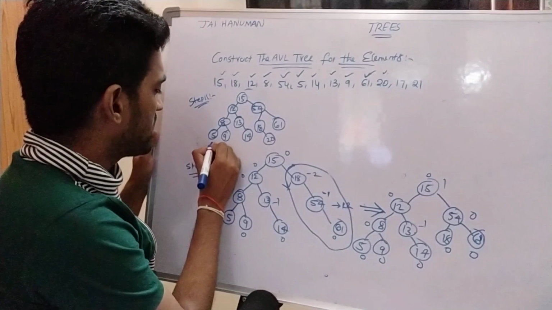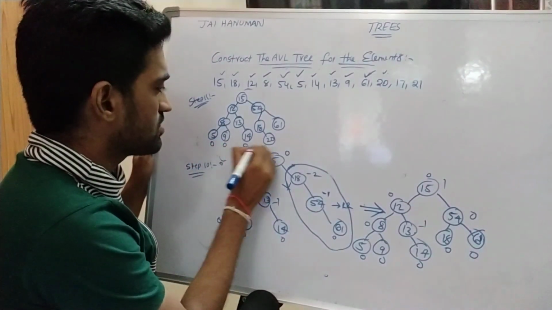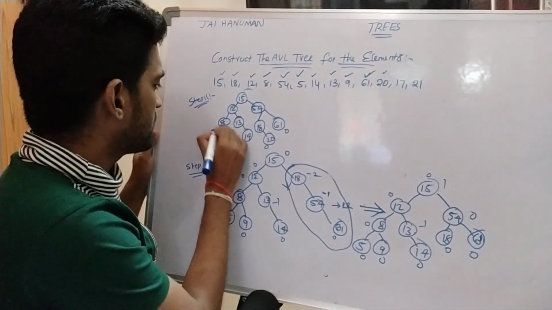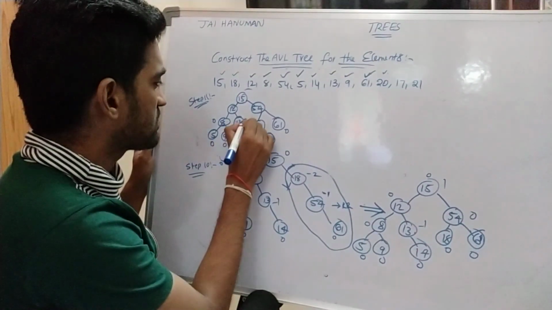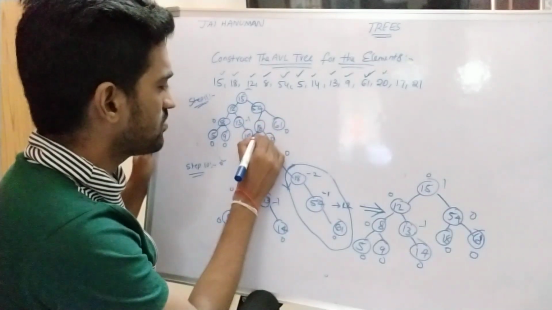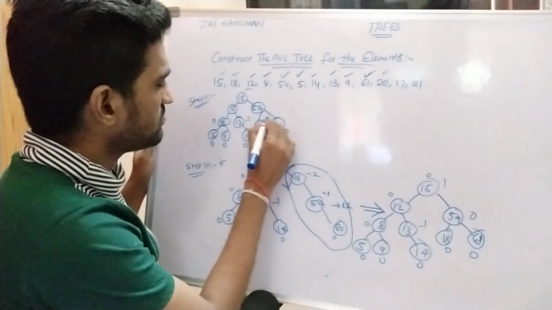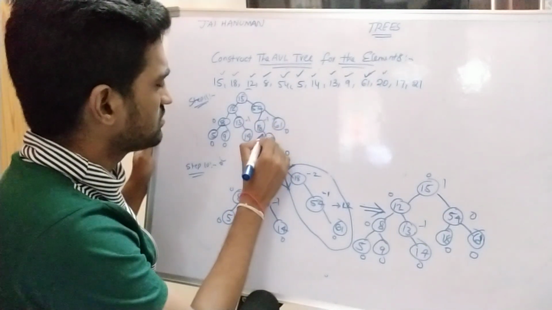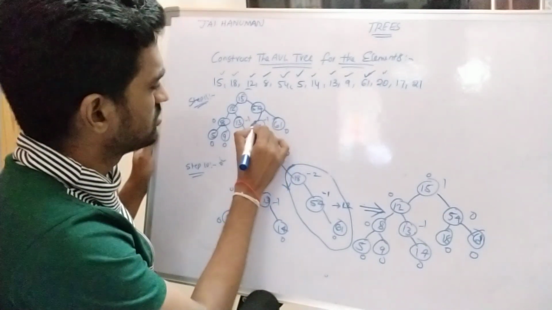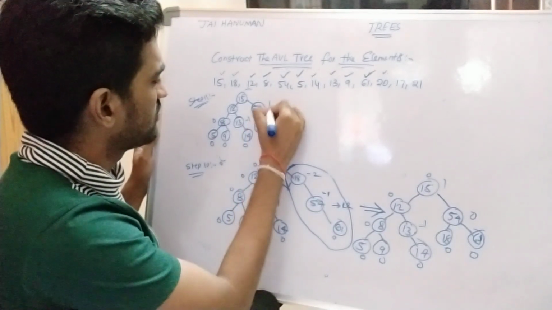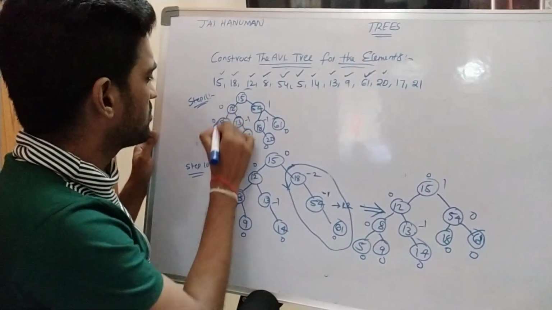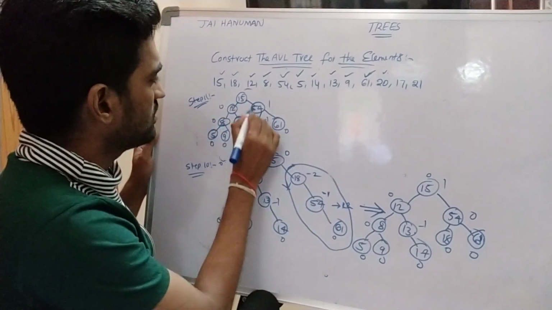So now check the balancing factor for each and every node. 0, 0, 0, 0, 0. For this one, 1 minus 1, 0. For this one, 0 minus 1, minus 1. For this one, 0 minus 1, minus 1. For this one, 2 minus 1, 1. For this one, 2 minus 2, 0. For this one, 1, 2, 3, 1, 2.